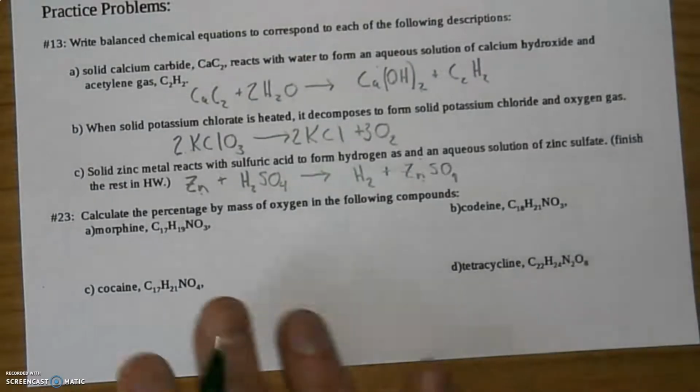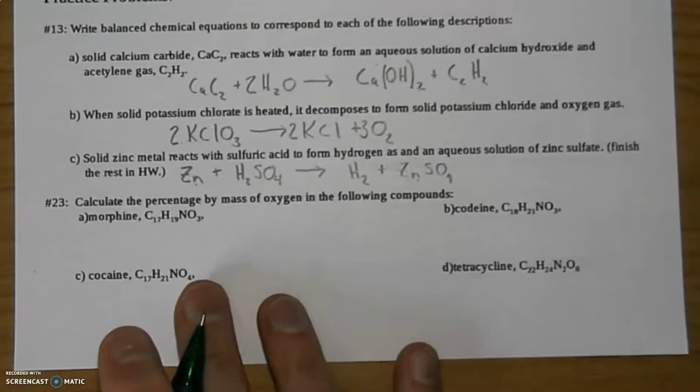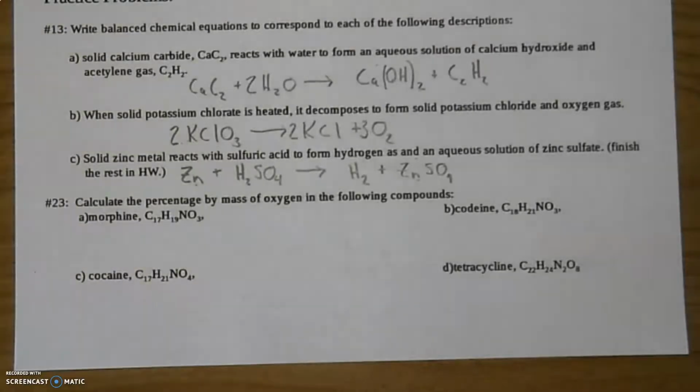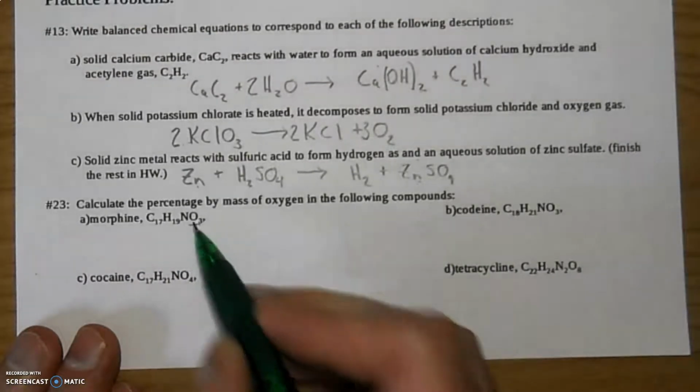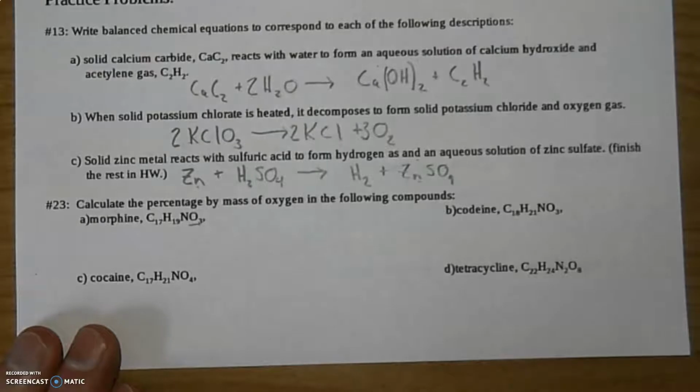Good, nice and easy. All right, this last one is kind of a fun, weird problem. It's looking at the amount of oxygen, the percent by mass of oxygen in these compounds. So if you're ever curious about how much oxygen's in morphine, cocaine, codeine, or tetracycline, here was your chance to do a problem like that. I know this is one of the things you've probably always been curious about, and here we go. All right, so what this really comes down to is what is the mass percentage of oxygen in all of these compounds.